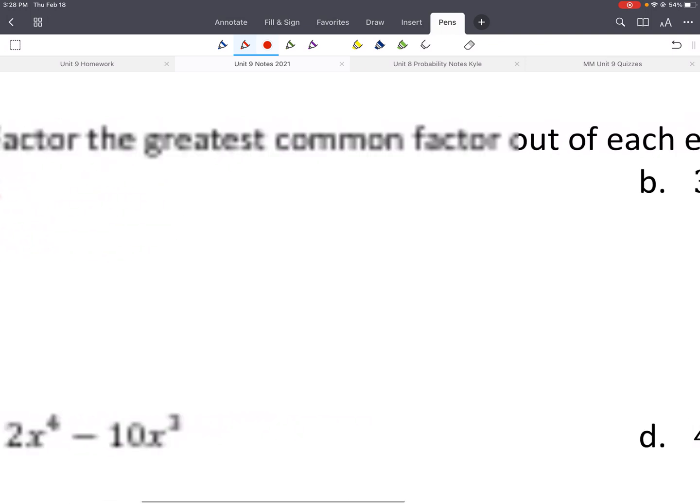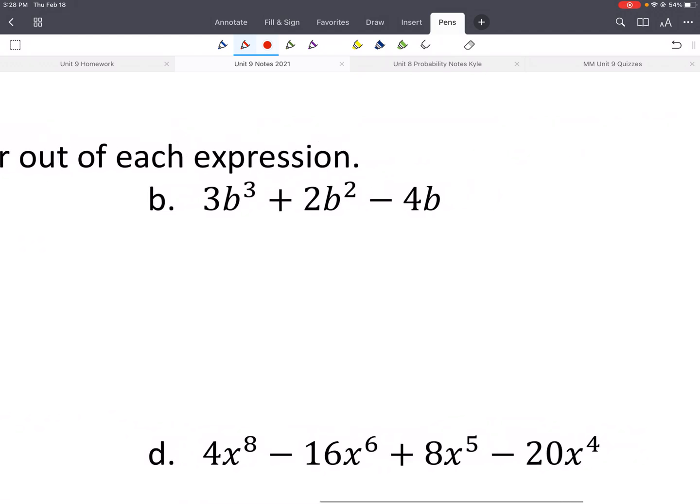All right. Here's another example. What's the greatest common factor? It looks like we could take out a b. Again, when we're looking at the variables, it's always going to be the smallest exponent. Okay, so we can take a b from all of those. So if we do that, we need to divide everything by b. And that would leave us with 3b squared plus 2b minus 4.